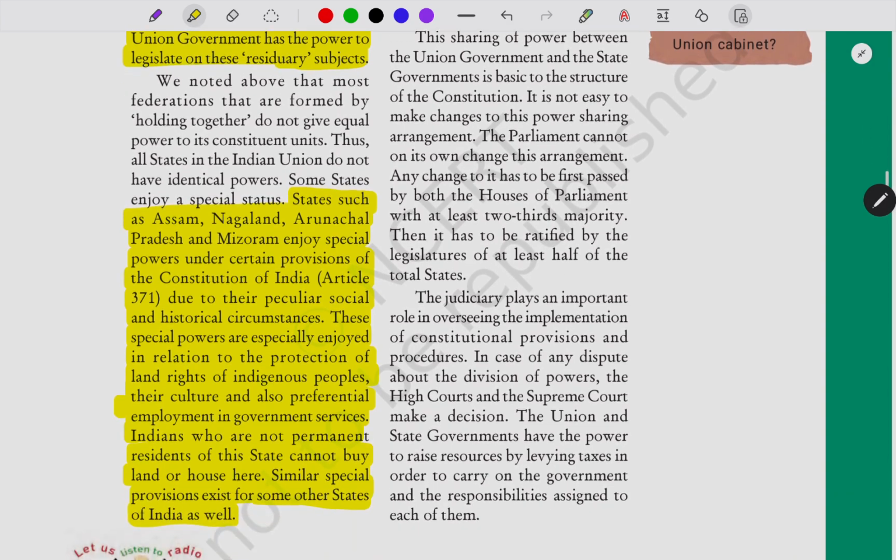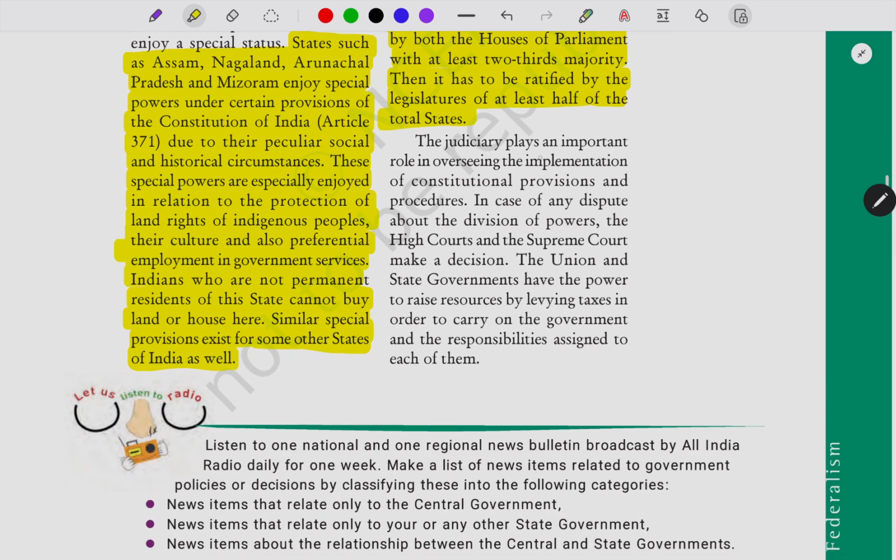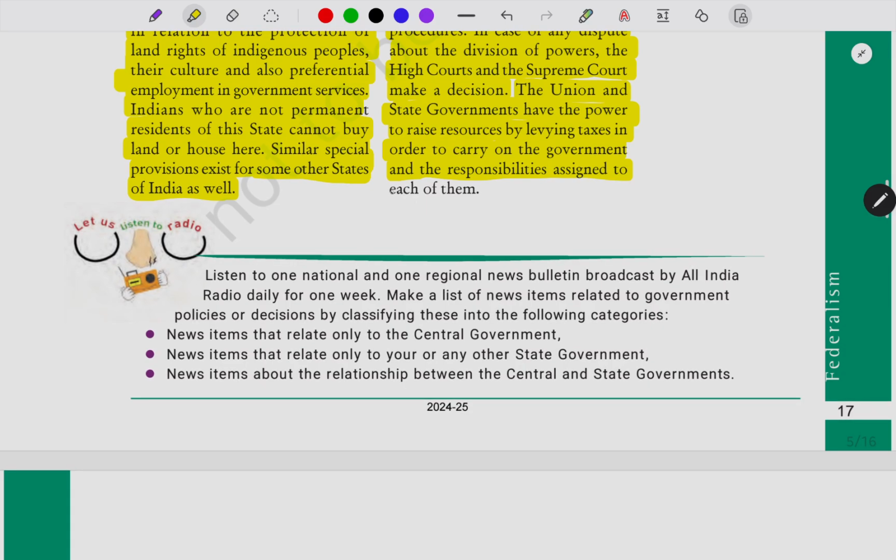So important points are: any change to it has to be first passed by both houses of the parliament with at least two-thirds majority. Then it has to be ratified by the legislature of at least half of the total states. Okay. The judiciary plays an important role in overseeing the implementation of the constitutional provisions and procedures. In case of any dispute among the division of powers, the high courts and supreme courts make a decision. The union and the state governments have the power to raise resources by levying taxes in order to carry on the government and the responsibilities assigned to each of them.